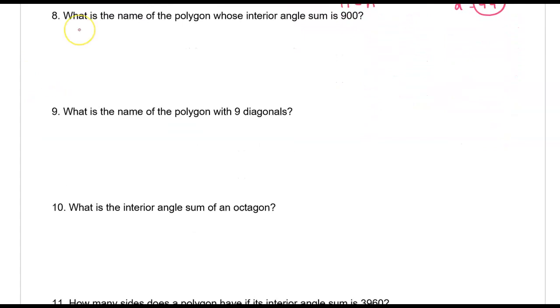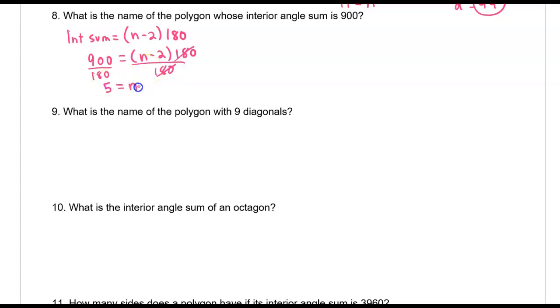Number 8. The interior angle sum of a polygon is 900. We need the name of the polygon. The interior sum formula is n minus 2 times 180. Let's set 900 equal to n minus 2 times 180. Divide both sides by 180. 900 divided by 180 is 5. 5 equals n minus 2. Add 2 to both sides. The polygon has 7 sides. A polygon with 7 sides is a heptagon.